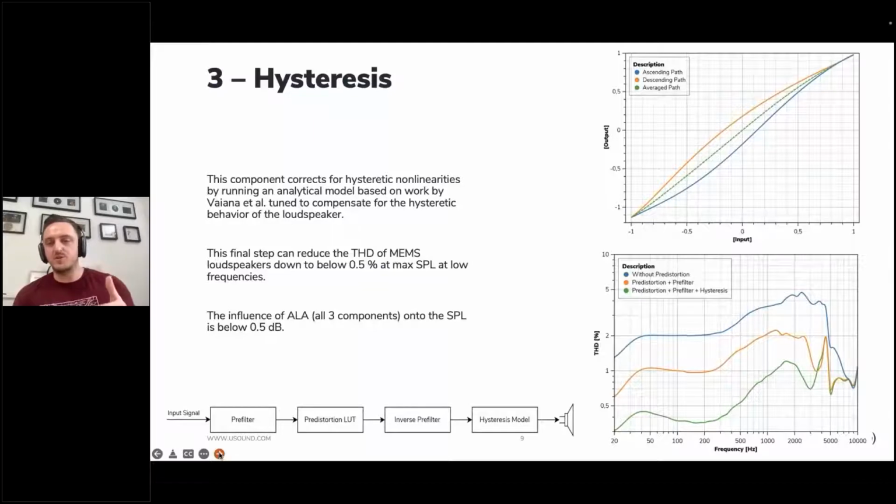Now, the reason why I'm only mentioning low frequencies here is because this is where typical music or speech content will have the highest amount of energy, and this is typically where the distortion levels are the most problematic.